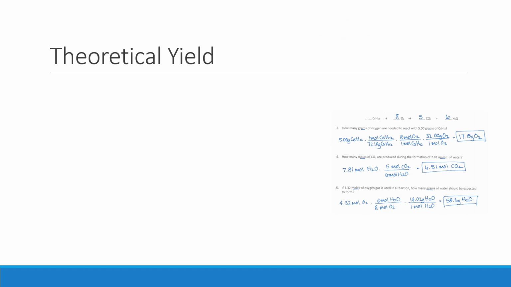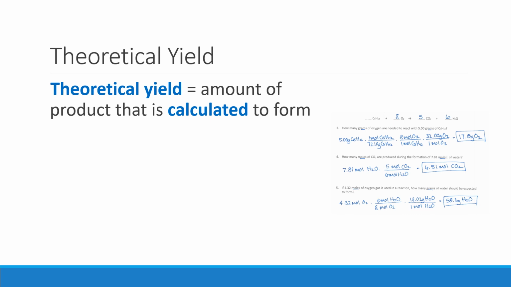Now there's a couple of different kinds of yields. One kind of yield is the theoretical yield. Right? And this term confuses people sometimes because they're like, theoretical, I don't believe in it, right? It's just a theory. But we all know that's not what the term theory means. Instead, what theoretical yield is, it's just the amount of product that you would calculate to form.